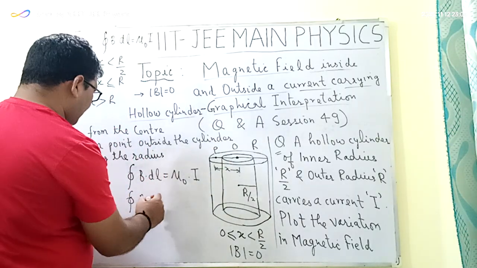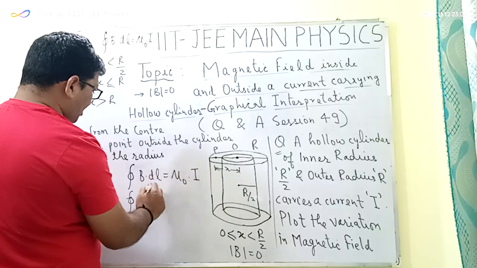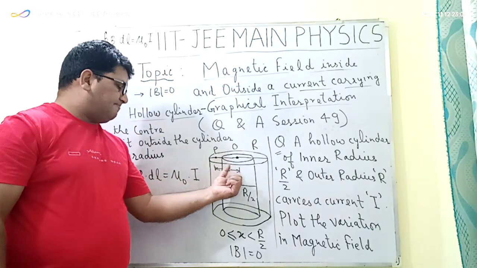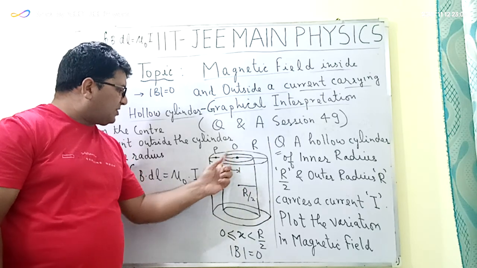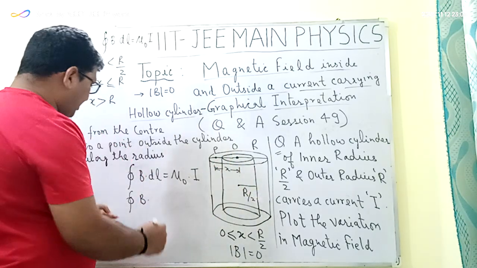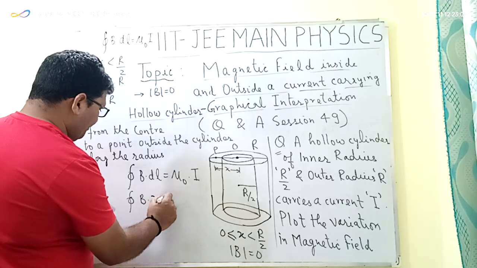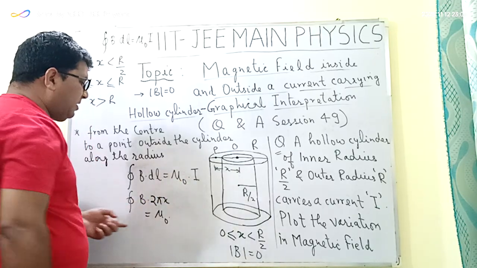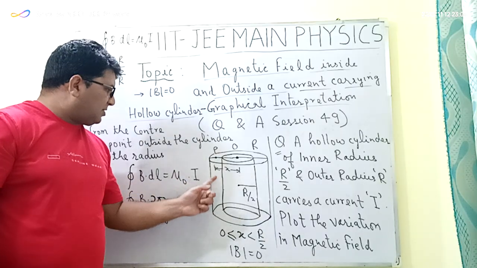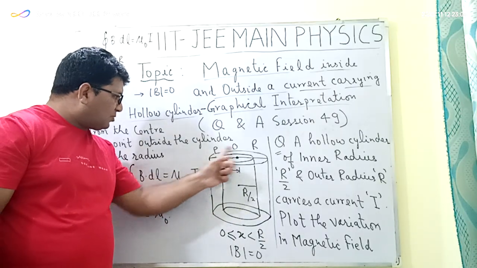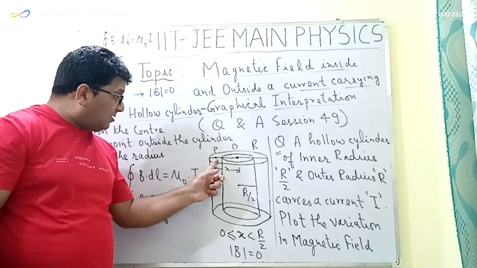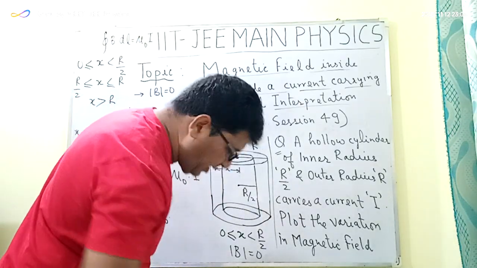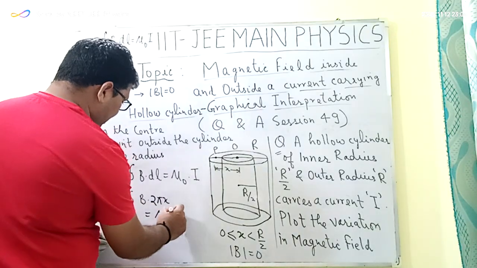So in that case the line integral of b dot dl over the closed surface enclosing this point P will be equal to b times 2 pi x, and this will be equal to mu naught times I. So this is the net current which is passing through the area enclosed by this closed surface containing the point P. So now we have to find the value of I in this case.